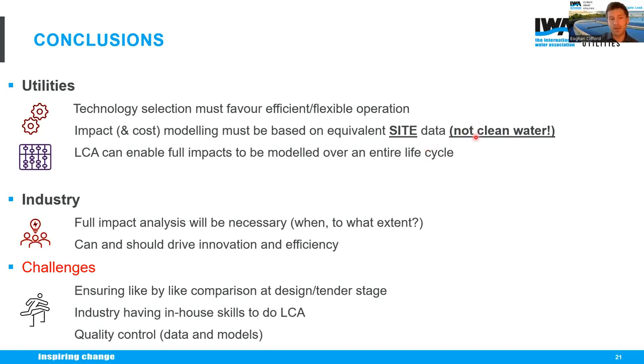So a lot of modelling occurs using oxygen transfer efficiencies for clean water, which, to be honest, is irrelevant when you're looking at the life cycle assessment modelling, because it vastly overestimates the efficiency on site. For industry, the key take-homes from this will be that full impact analysis will be necessary for products in the future, and already in the construction sector, that's going on to a pretty good extent. And it can and should drive efficiency.